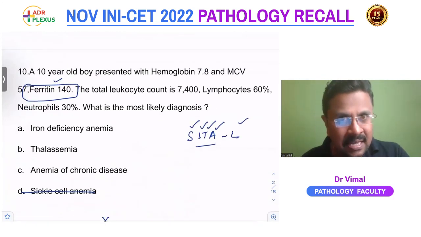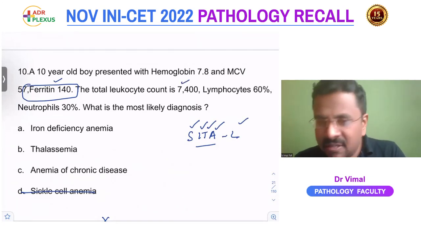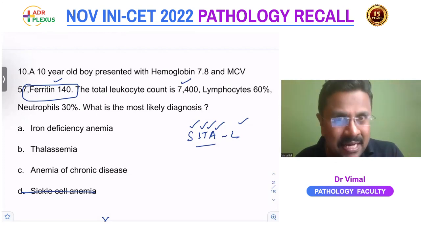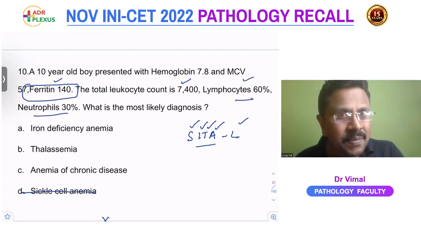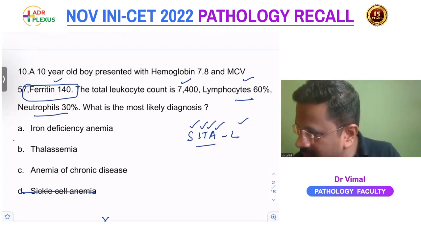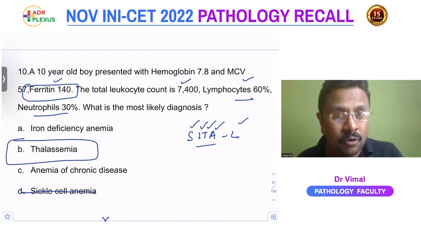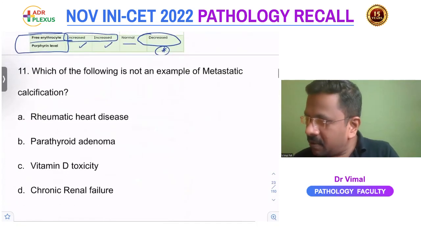If you can see the other clues which are given, actually they are the extra points. That is, the total WBC count is 7,400. And being a pediatric age group, please remember, lymphocytes will be the predominant cell in the pediatric age group. So this differential count which was given in your question is normal for that age. That is a lymphocyte 60% and neutrophils 30% is normal for that age. So with this ferritin 140 normal for a 10-year-old boy with a microcytic hypochromic picture, we are making a diagnosis of thalassemia. Let us move on to the next question.